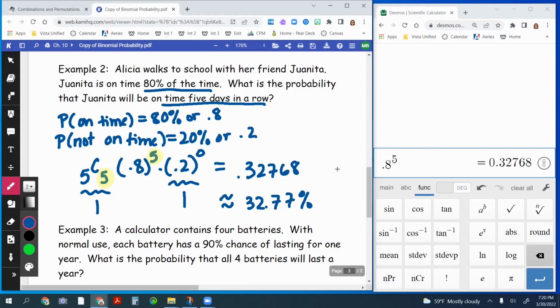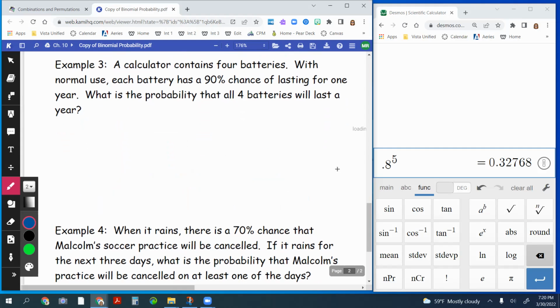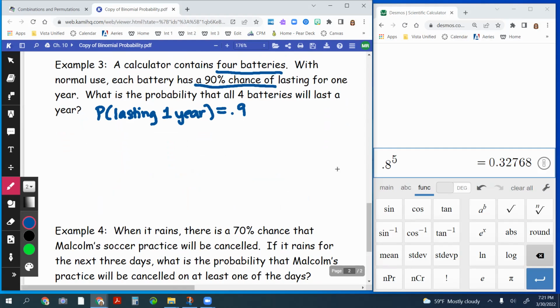Example 3. A calculator contains 4 batteries. With normal use, each battery has a 90% chance of lasting for 1 year. So the probability of lasting 1 year is 90% or 0.9, which means the probability of not lasting 1 year is the rest of that, which is 0.1.